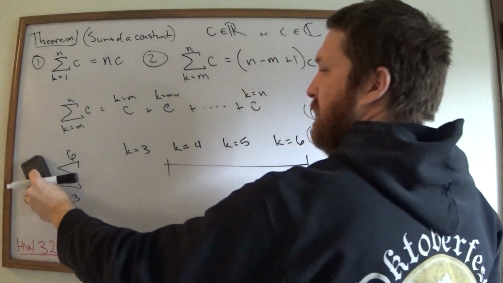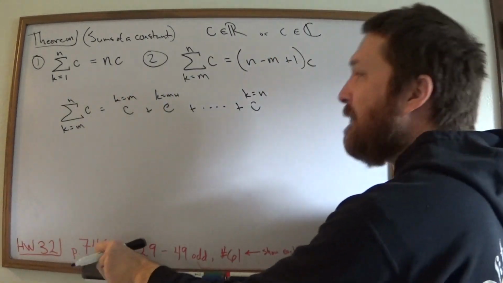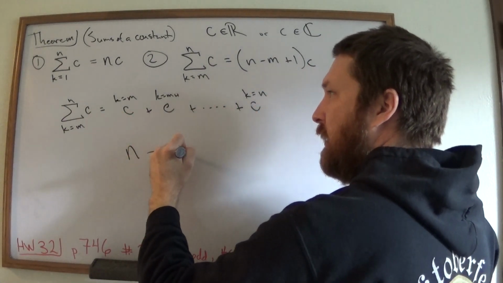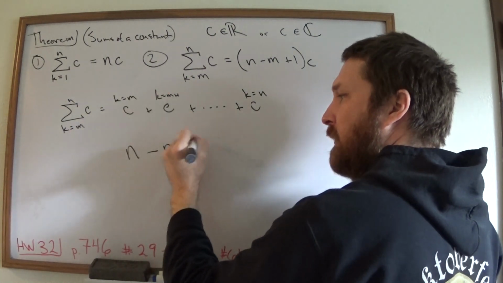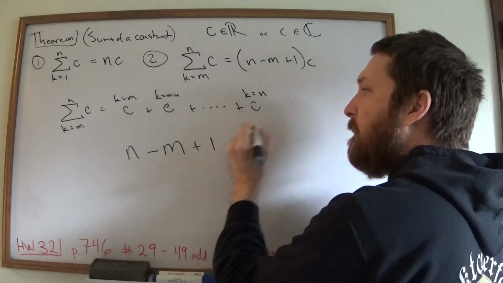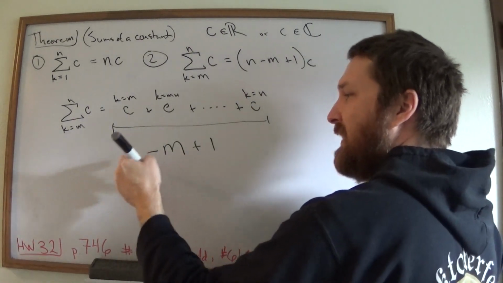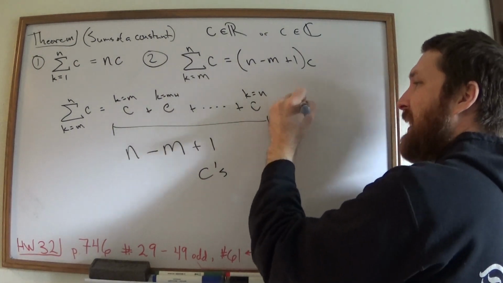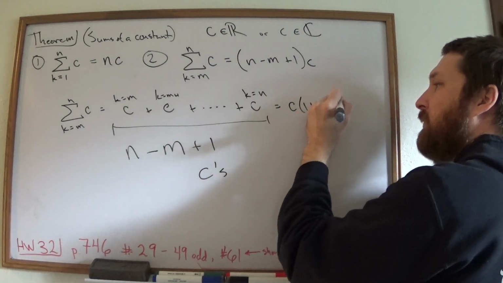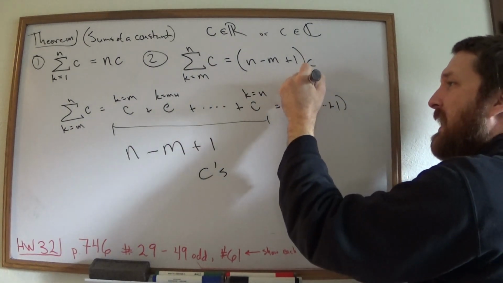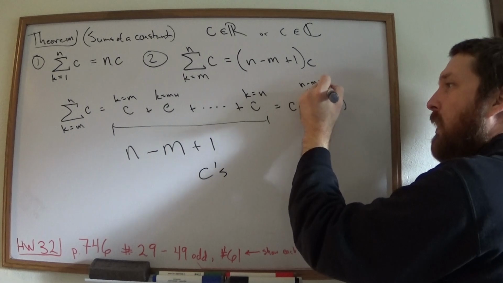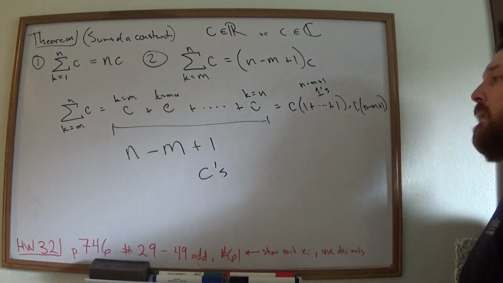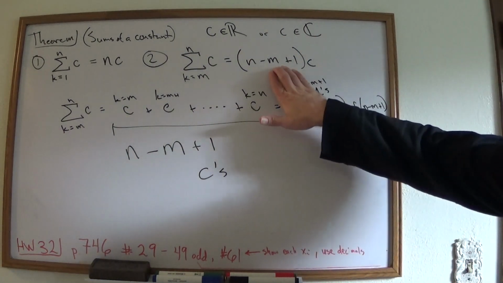Same thing's going on here, right? You're going to say, well, how many things do you have here? Well, n minus m leaves him off, so let's count him by going plus 1. So that's how many c's you have here. You have n minus m plus 1 c's. So, factoring him out, you have plus 1, plus 1, plus 1. How many of them? Well, there's n minus m plus 1 ones, which is c times n minus m plus 1. Okay? So that's where that comes from.